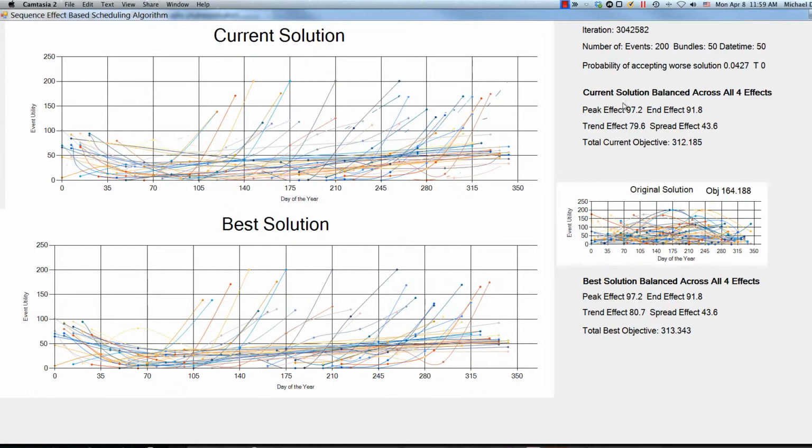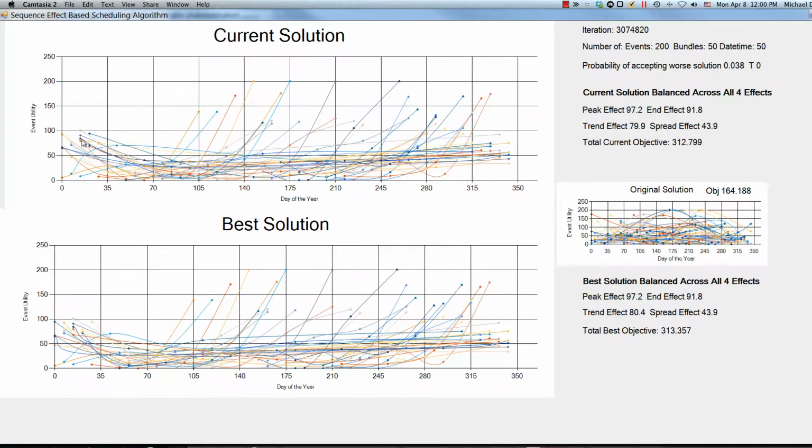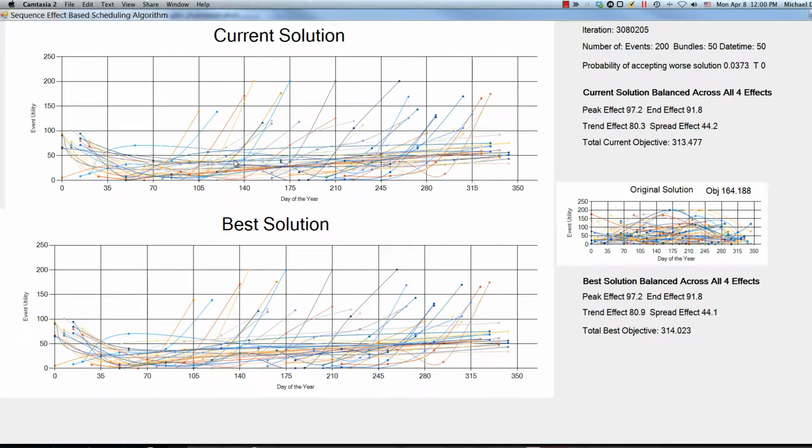All right, we've just passed 3 million iterations, and our objective is up to 313 now, which is great, and we're sort of floating around 311, 312. And you can see that the probability of accepting more solutions is much slower. So we're not moving a whole lot anymore. It looks like we have a pretty good idea of what the profile will look like.